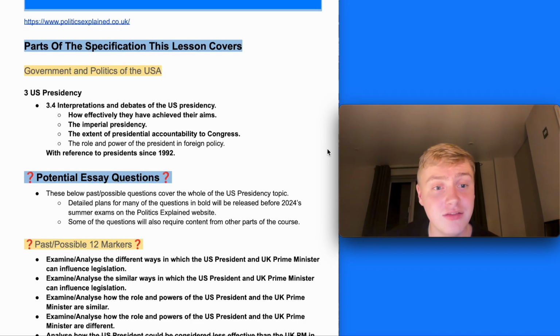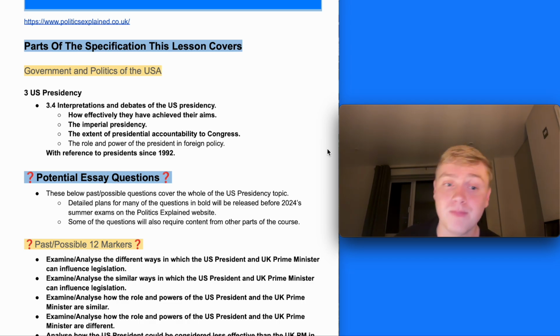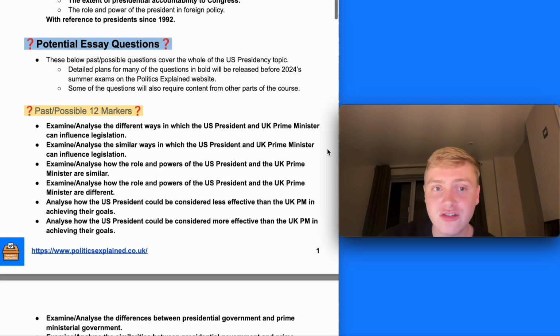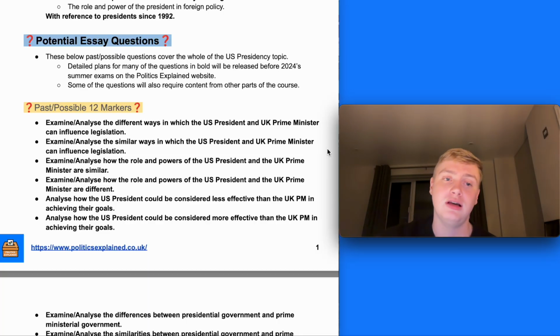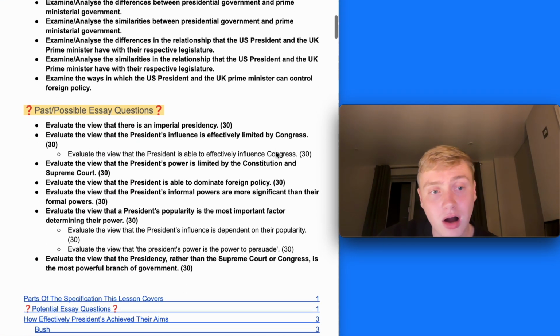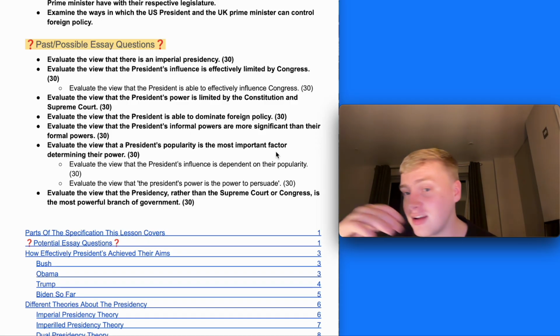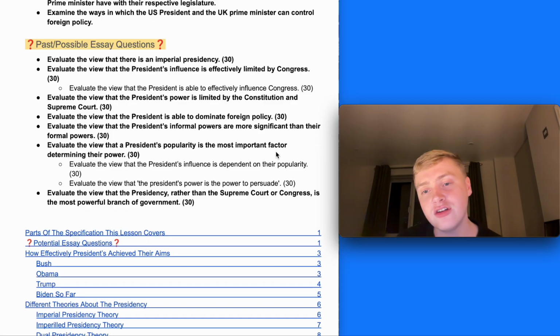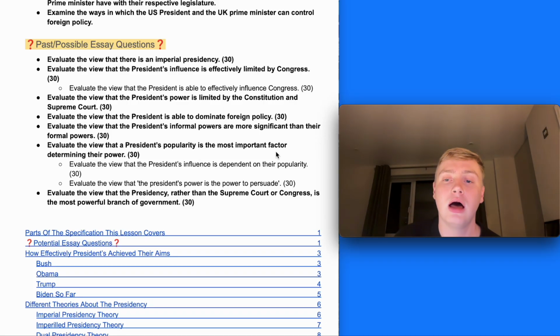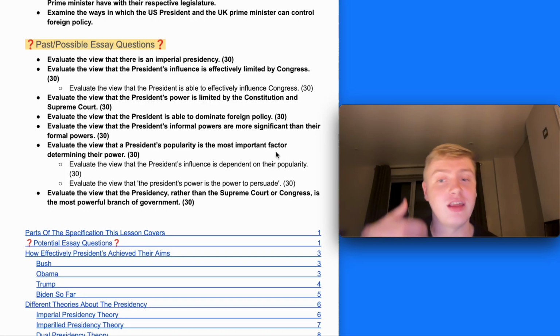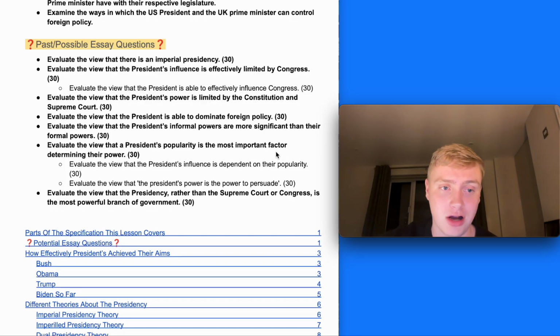So it looks at how effectively they've achieved their aims, the Imperial Presidency, the extent of presidential accountability to Congress, and reference to presidents since 1992. So this will be really helpful for a range of 12 markers and 30 markers, and in particular, the interpretations will be really useful for the question of whether there's an Imperial Presidency. But these different interpretations of a dual presidency, Imperial Presidency, Imperilled Presidency can be something you can bring into all of your answers, and they can be a really good way to hit those top marks.